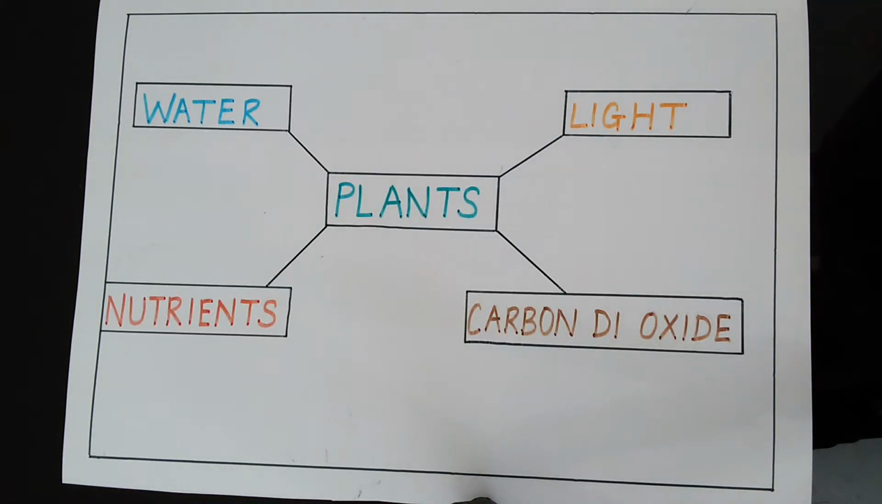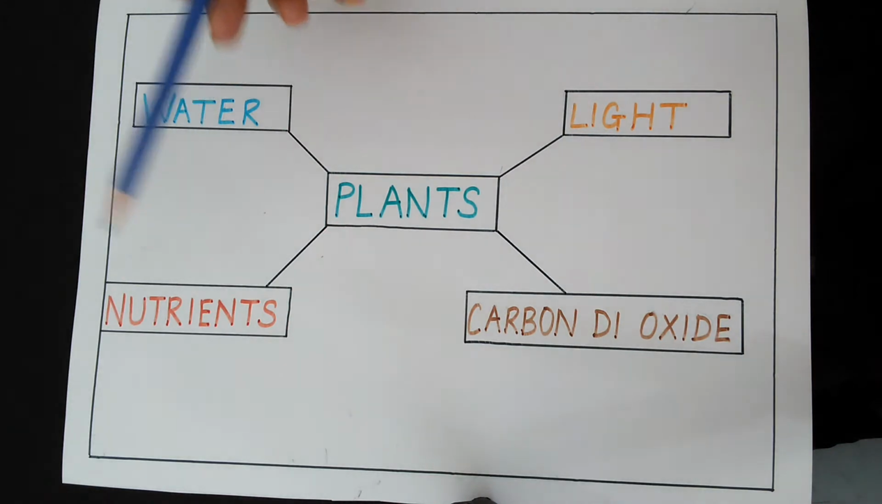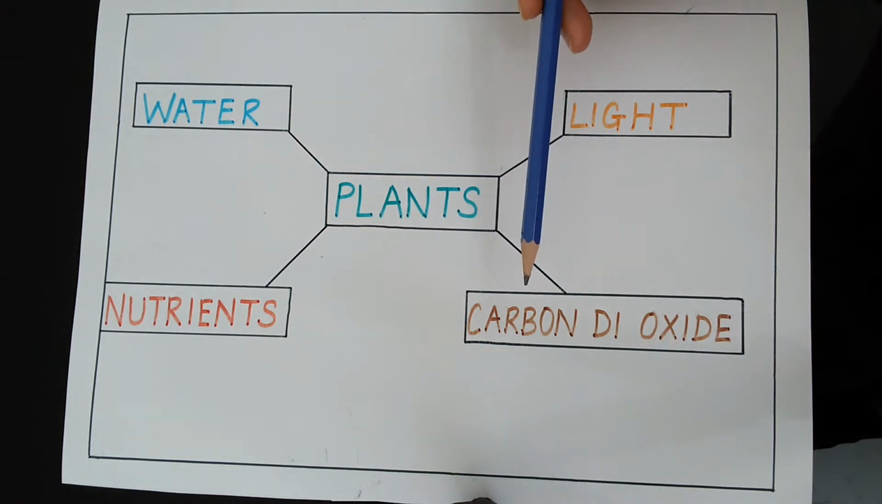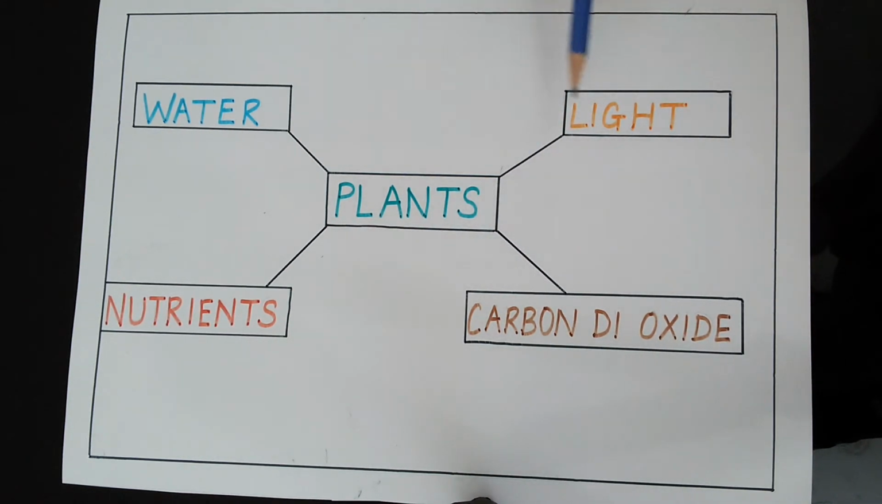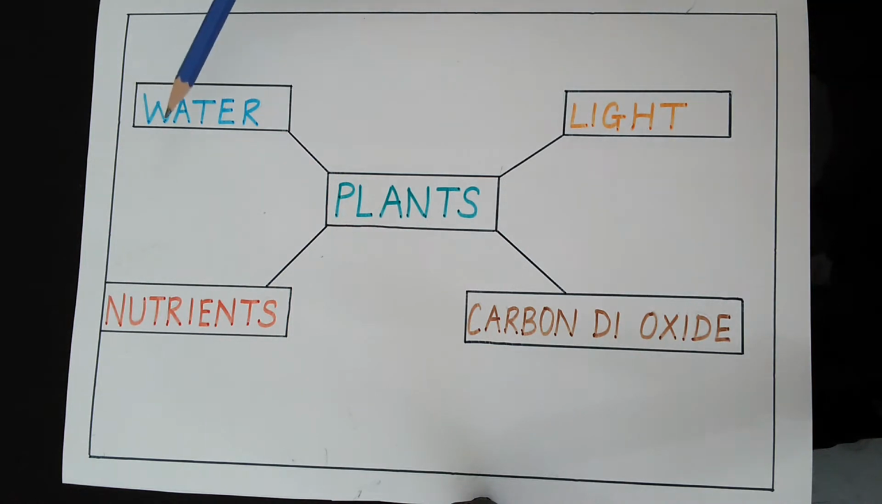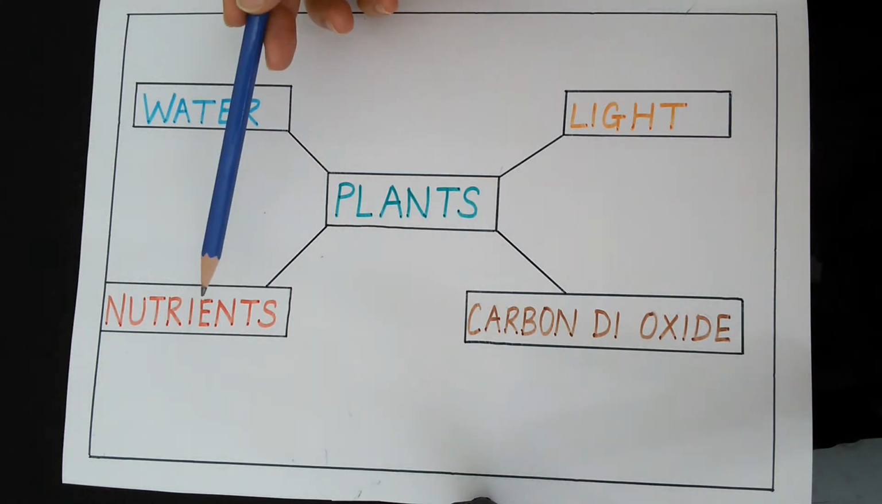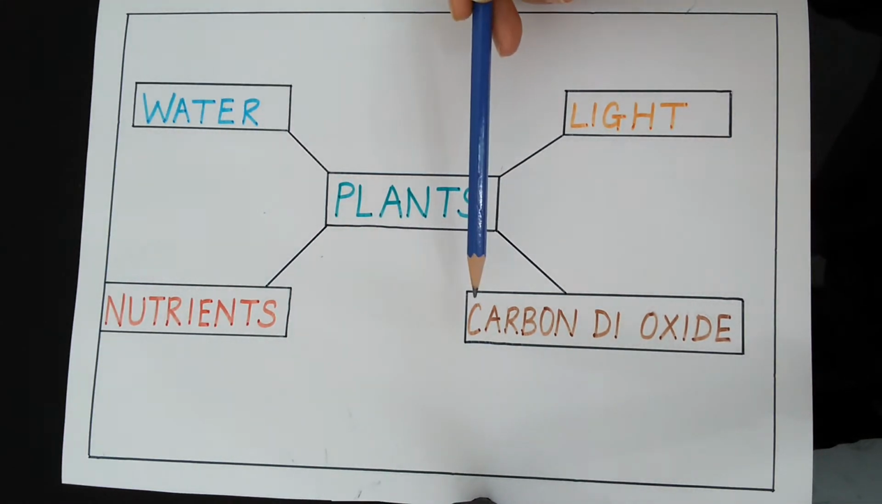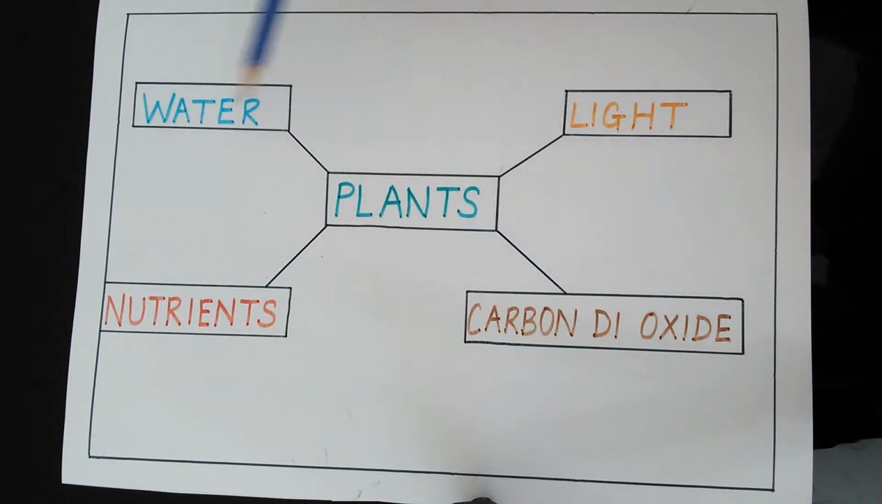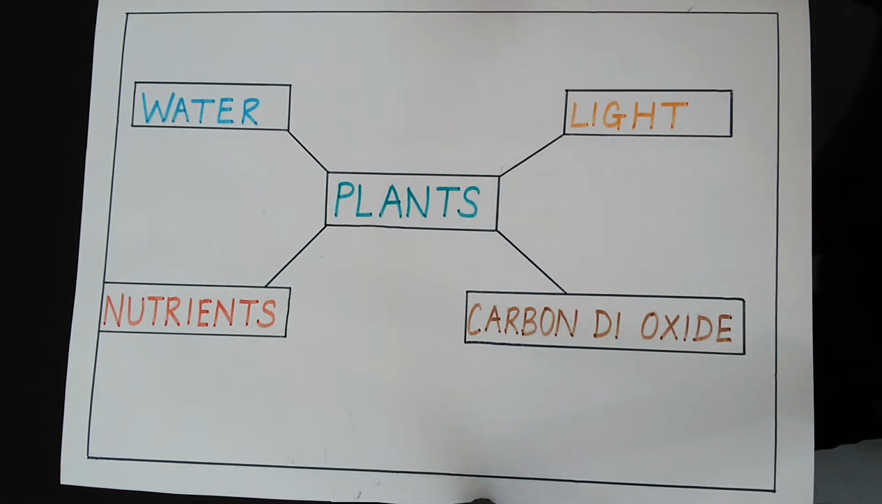When humans cook food, they require things like fire, water, vegetables, etc. Similarly, plants also require things like water, light, nutrients, carbon dioxide, etc. Plants get light from the sun, water from the ground, nutrients from the soil, and carbon dioxide from the air. All these factors help plants make their own food.